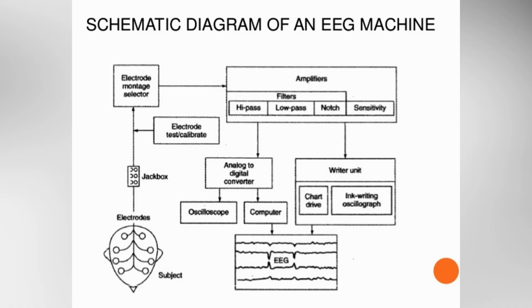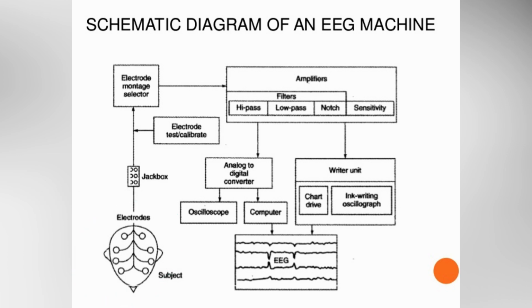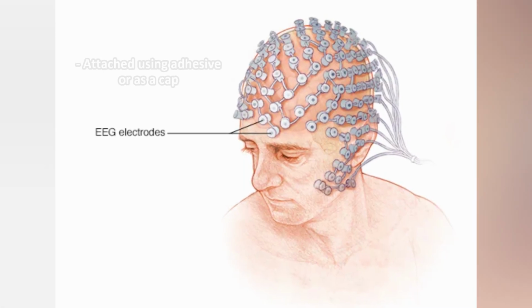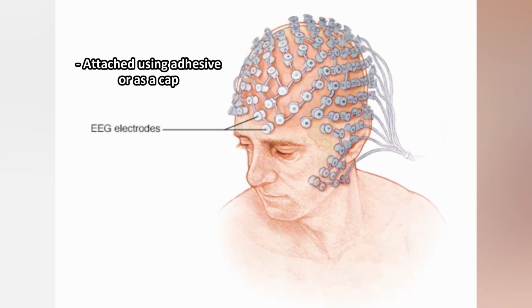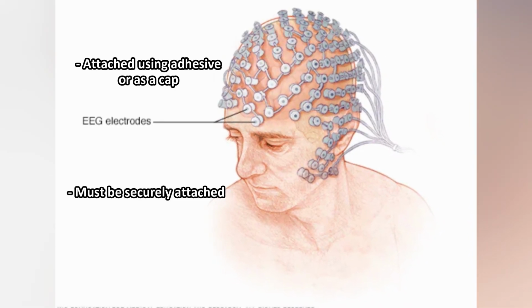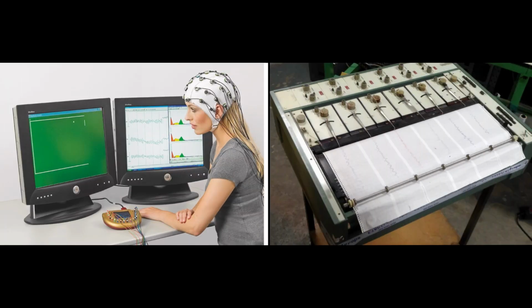So what is an EEG machine made out of? The physical makeup of an EEG machine includes between 16 and 25 electrodes, which are small metal discs with thin wires, and a computer screen or paper for the evaluated information to appear on. The electrodes are either attached to the patient's head using adhesive or as a cap. It is essential for them to be securely attached to the patient's head because they are the objects that detect the electrical brain activity and send the information through the wires to the computer screen or needle that draws the information onto the paper.